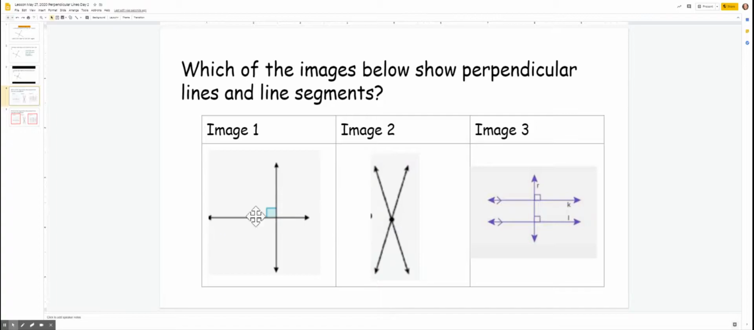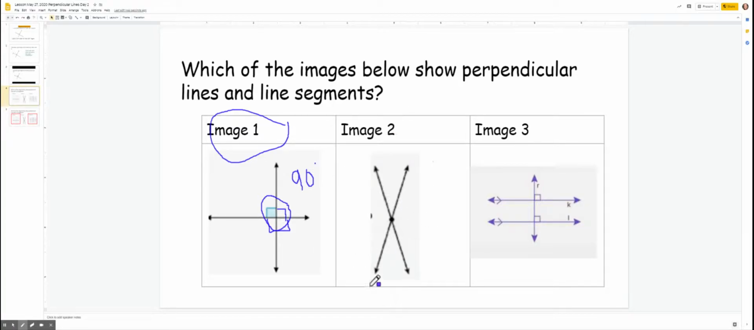So image one, we can see these two lines meet, and we can tell by this little box that this forms a 90-degree angle. So image one is for sure showing us perpendicular lines. We can tell because we can see exactly where the right angles meet. And if we were to count up all the right angles that these two lines formed, there would be four. So not only does it form one right angle, it forms four possible right angles. But they meet and they form right angles, so that makes it perpendicular.